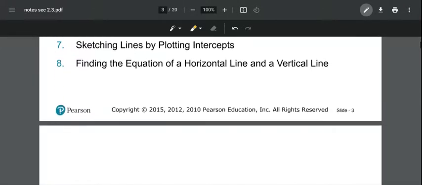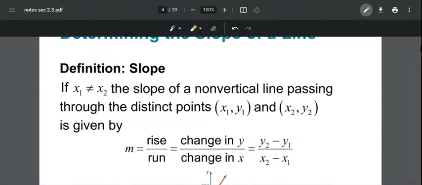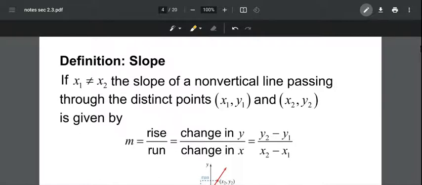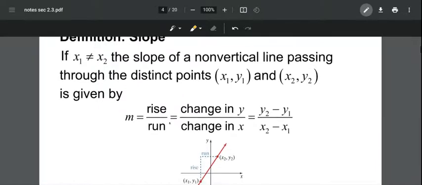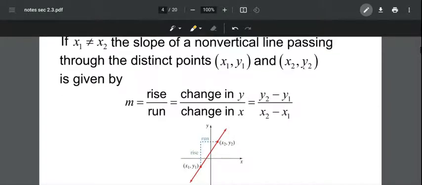First, let's just talk about the slope. The definition of the slope: the slope of a non-vertical line passing through the distinct points (x1, y1) and (x2, y2) is given by the equation rise over run. Rise represents change in y. Run represents change in x. So for change in y, we subtract the y coordinates of the given points. That's why you see y2 minus y1. For change in x, we subtract the x coordinates of the given points, and we have x2 minus x1.